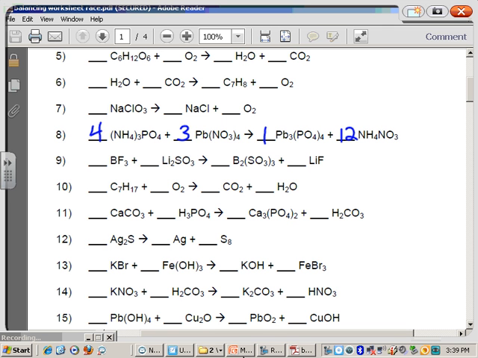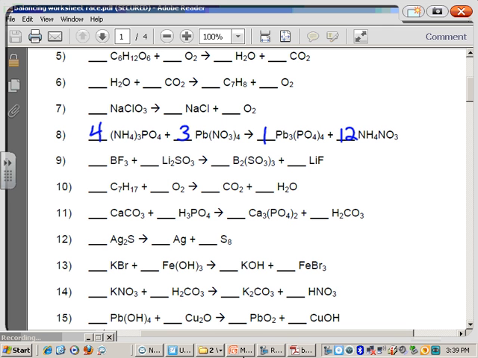Another thing that you should pay attention to when you're balancing equations is making sure that the coefficients are represented in the lowest whole number ratio. If they could be reduced, you need to reduce them, but every single coefficient needs to be reduced. On this one, you can't reduce the coefficients any further, so we have the lowest whole number ratio possible. All right, let's go on to number 9.